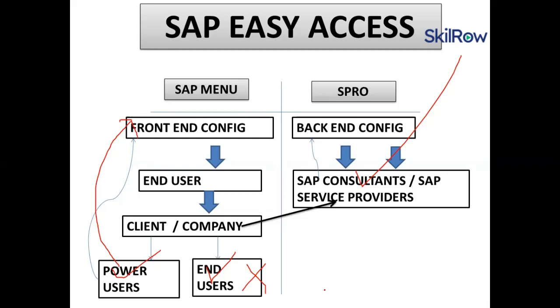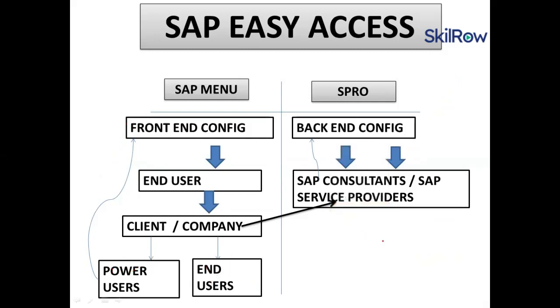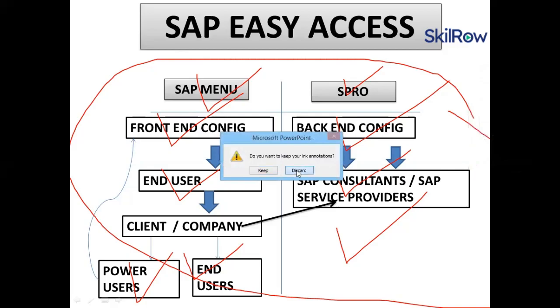Now tell me, what am I going to teach you, all of you, in my class? That will complete another 2 months. I am going to teach you backend configuration, SPRO, SAP consultant role. Then I'll also be teaching you SAP menu, front end configuration, end users, power user. That means the entire thing I'll be completing in my class. Correct? Okay, so the entire thing I'll be teaching you. You understood me now? Okay, so now we'll close it here.